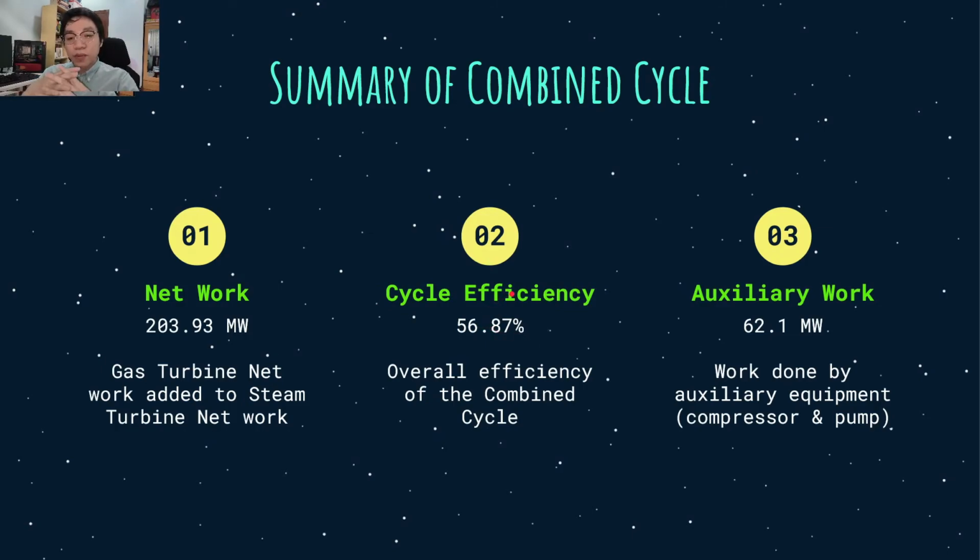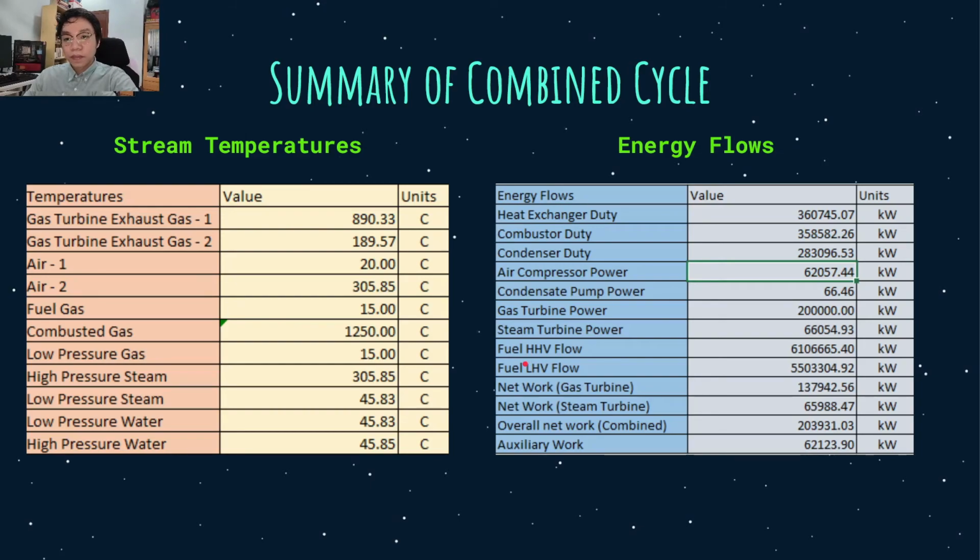To summarize our results for the combined gas cycle, we have a total network of about 203.93 megawatts, which is the gas turbine network plus the steam turbine network. Our cycle efficiency is at 56.87%, and our auxiliary work is at 62.1 megawatts, which is the work done by our compressor and pump. We also have here some of the data that we've extracted from Aspen.